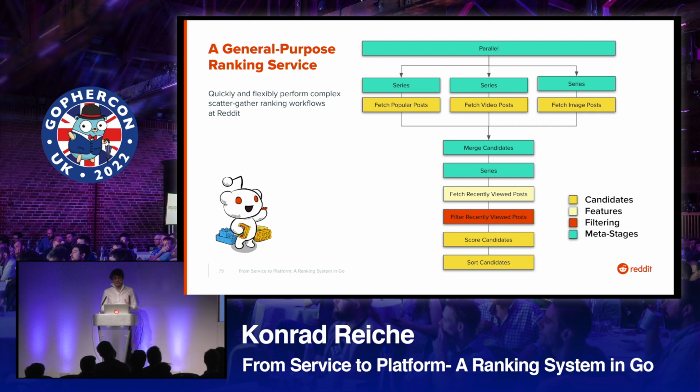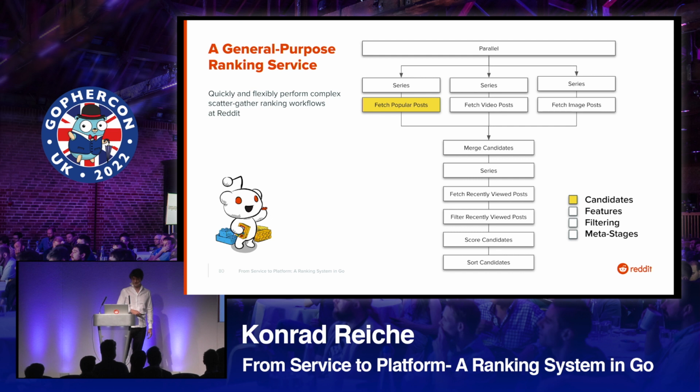Okay, that's too many charts. You probably think, if you want to see charts, I'm going to draw an architecture diagram for my manager. So let's take a look at how this would look in Go. For example, fetch popular posts.